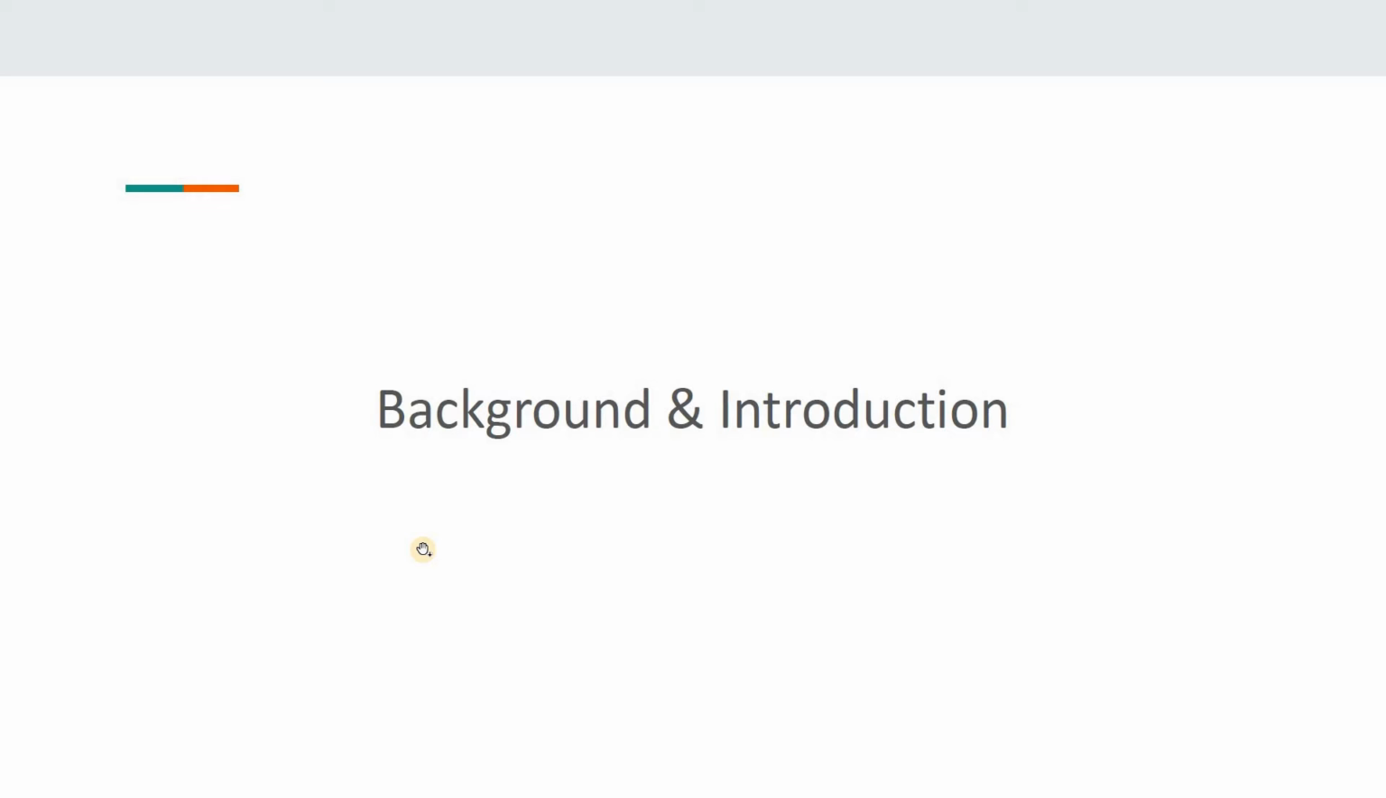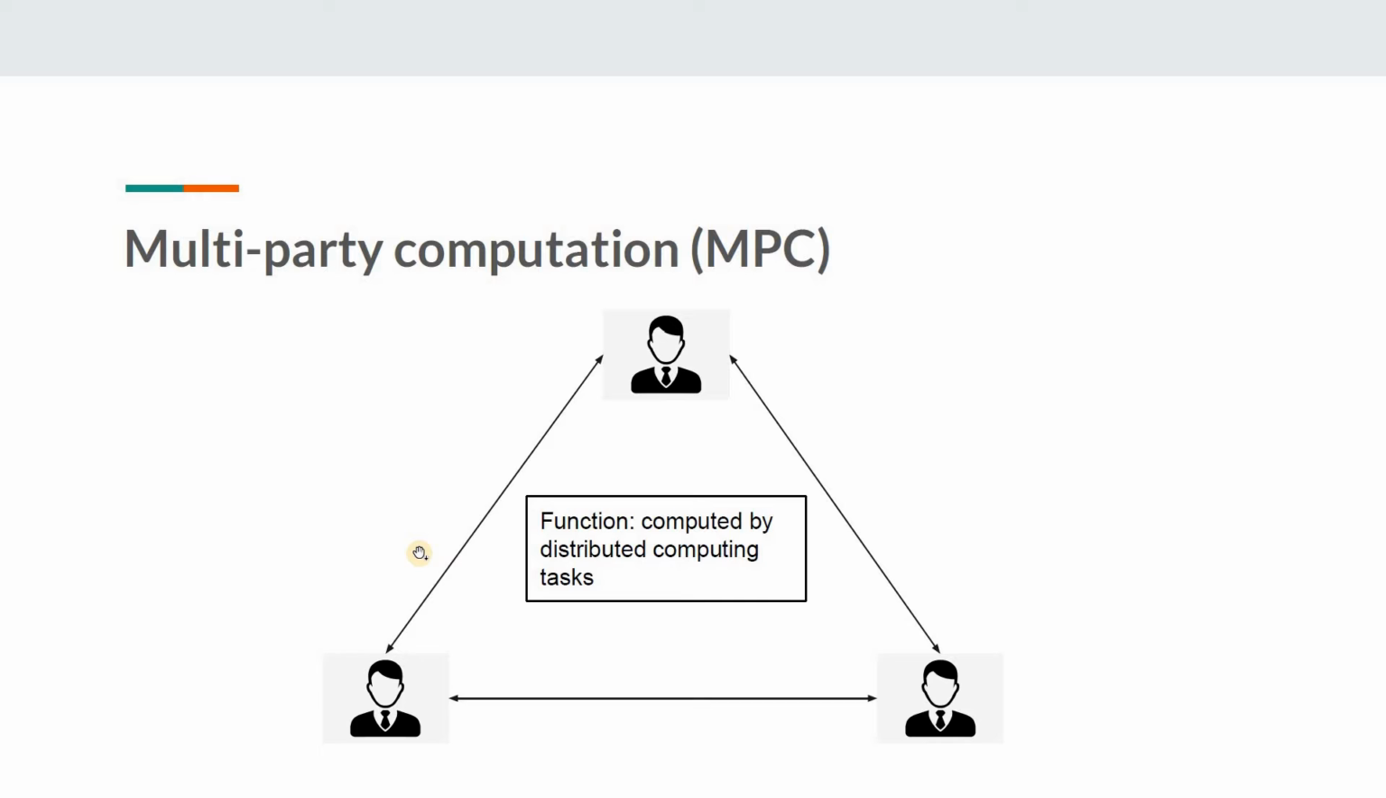Okay, let's start our presentation with the background and introduction part. First of all, we need to talk about a concept called MPC, multi-party computation, which enables parties to carry out distributed computing tasks in a secure manner. We don't have a trusted third party here, but we use the distribution of the computing tasks to compute the function over their inputs while keeping them secret.